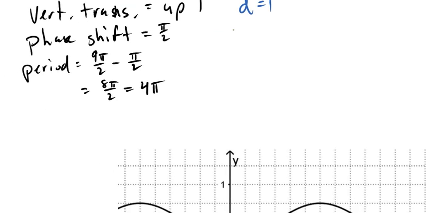I didn't do my C value. So my C value is pi over 2. And my K value is 2 pi divided by 4 pi. Those divide to 1, and I'm left with a half.